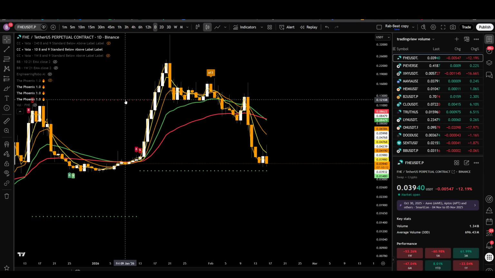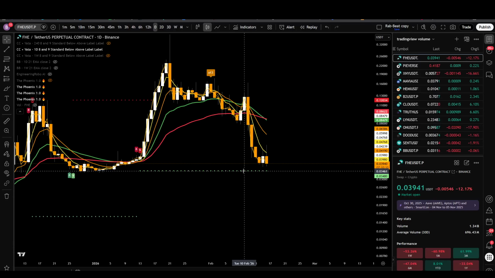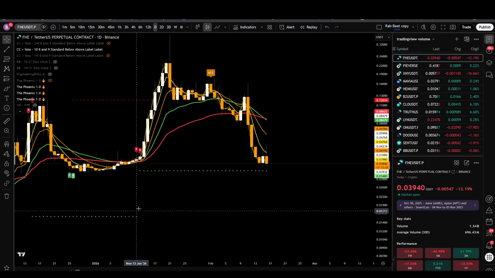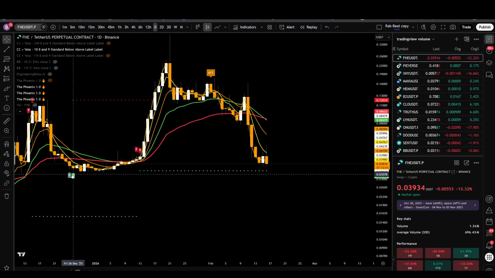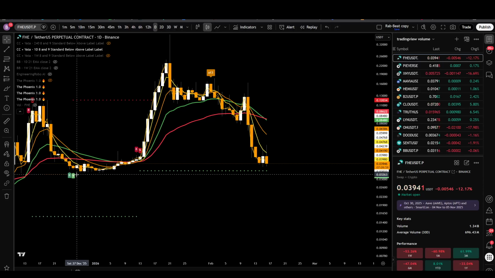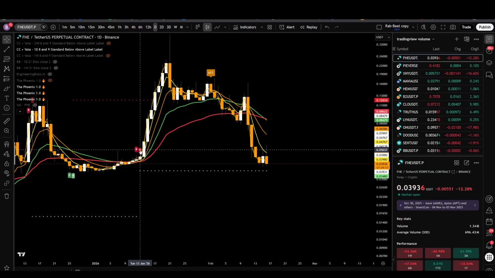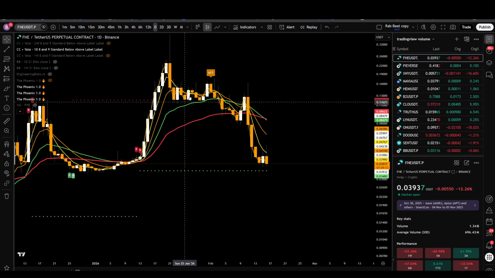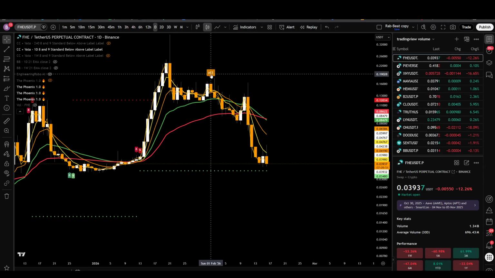So, all these red dots are resistance. All these green dots are support. The green numbers down here with the tags, that's a buy signal. This is usually a sell signal. The buy signals are on the bottom, sell signals are on the top of the candle, but it ended up pumping after this. So you can't always trust that. Sometimes these 13 counts right here are good places to take a short.